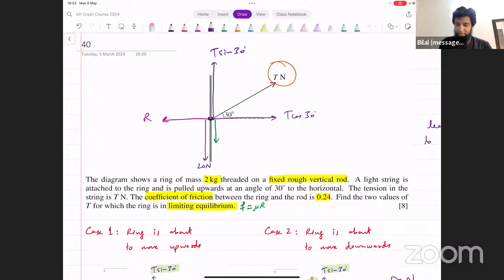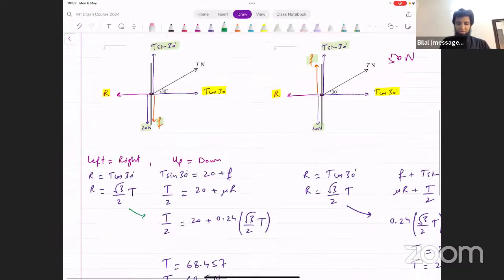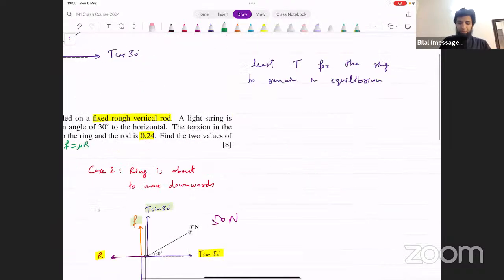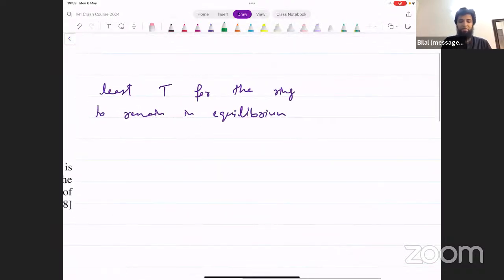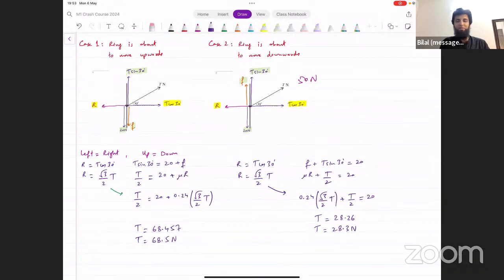How would you find that? You would say, consider limiting equilibrium such that the ring is just about to move downward. This same question could get the same answer if they had worded it differently: find the greatest value of T, find the least value of T. You would say the greatest value of T is when you consider the case when the ring is in limiting equilibrium and about to move upwards. That gives you this force T. And the other limiting equilibrium case, when the ring is about to move downwards, gives you the least possible value.